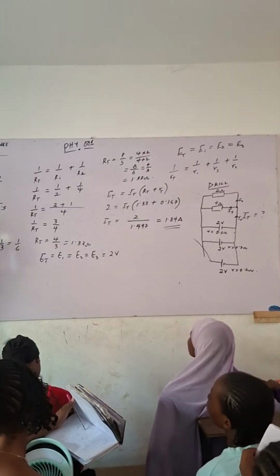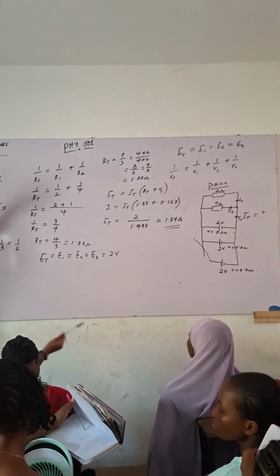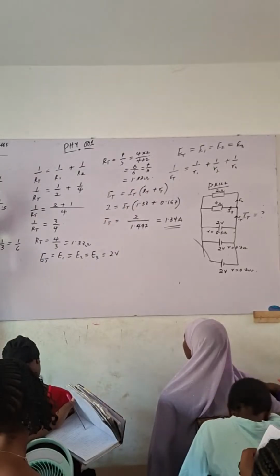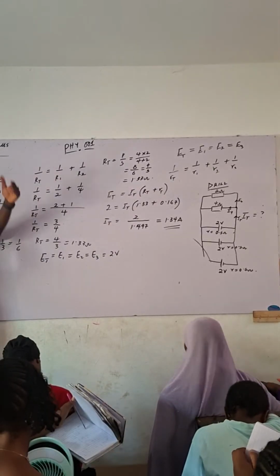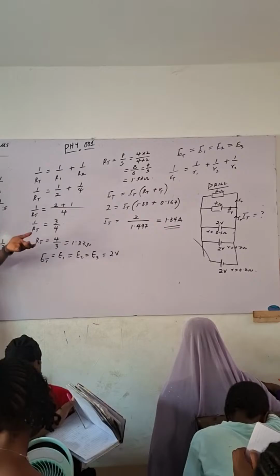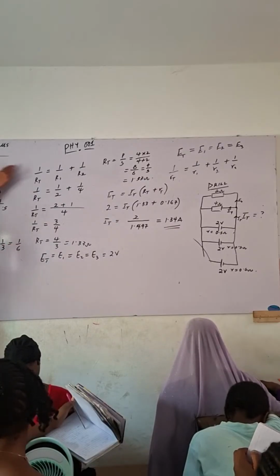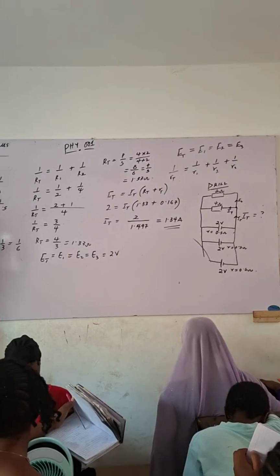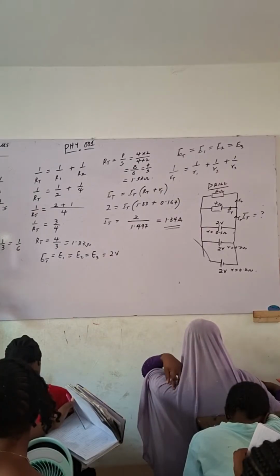So these are formulas. Then the E total is 2 because they are in parallel. On Monday I told you that whenever they are connected in parallel, it is the same EMF. Then how do I get my R total? I have to do this. And that's what we did.